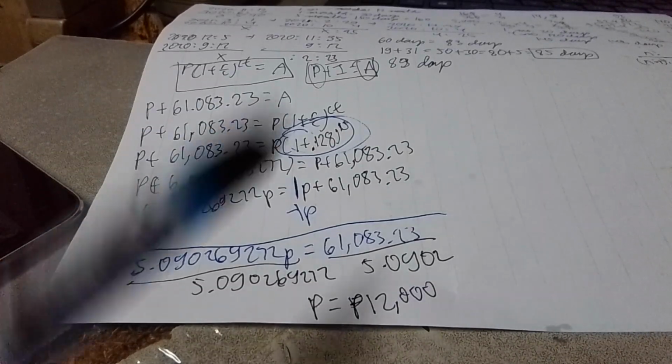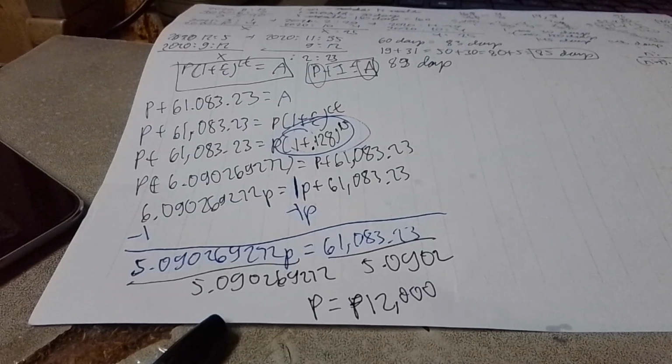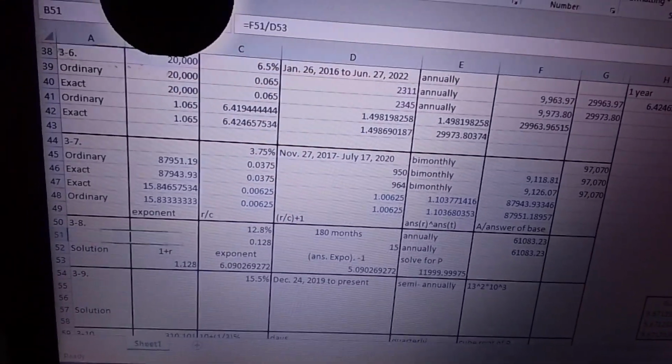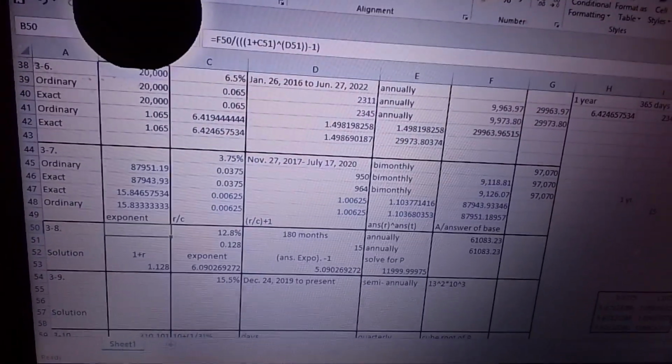But that's not yet it, because remember, we still need to solve for I. Remember what I told you earlier? Remember this, what I've done? So, now we already got 11,999. So, that's how we did it all together.